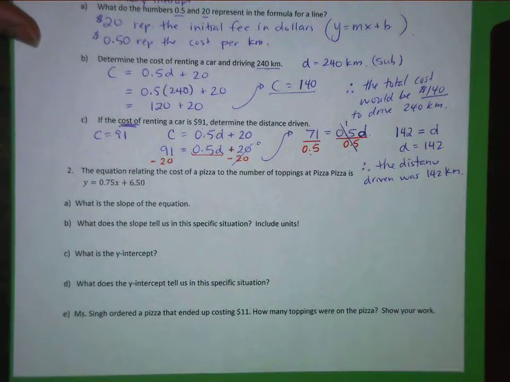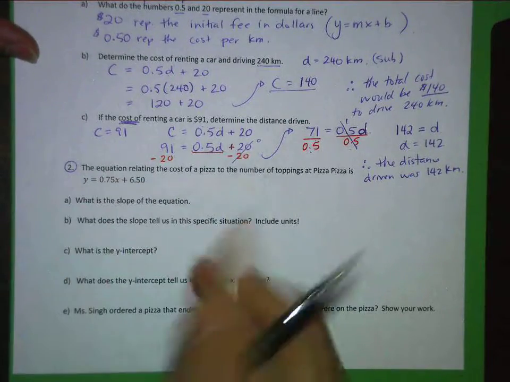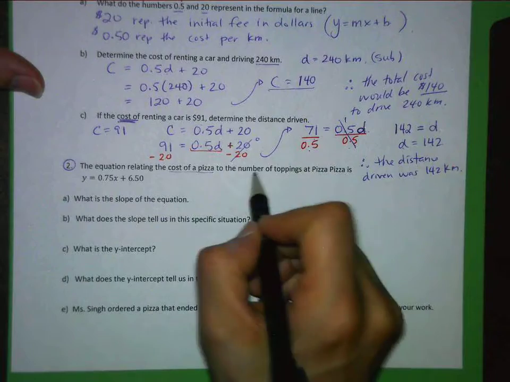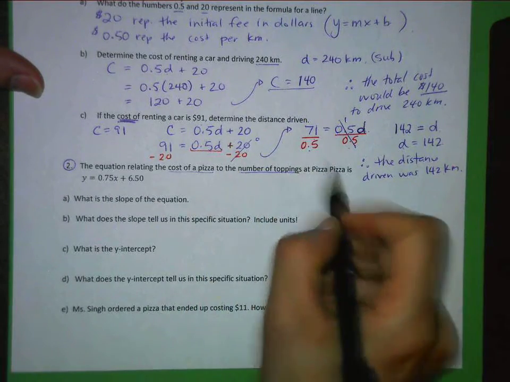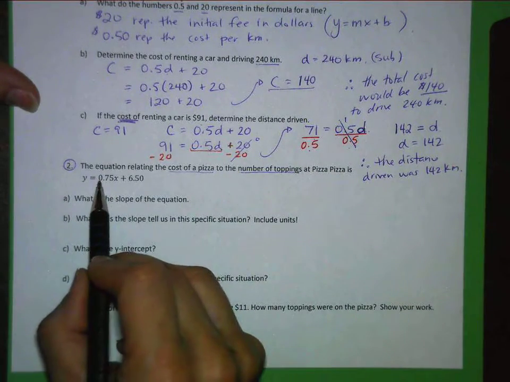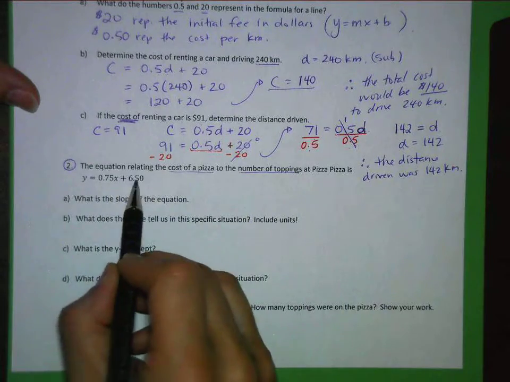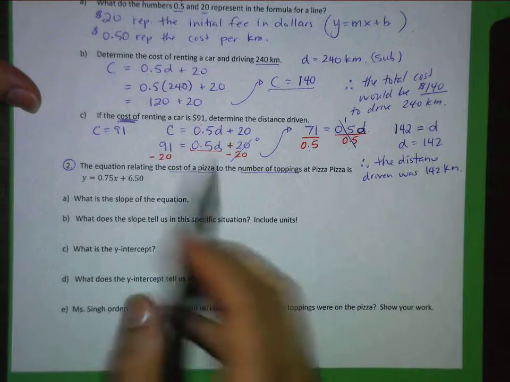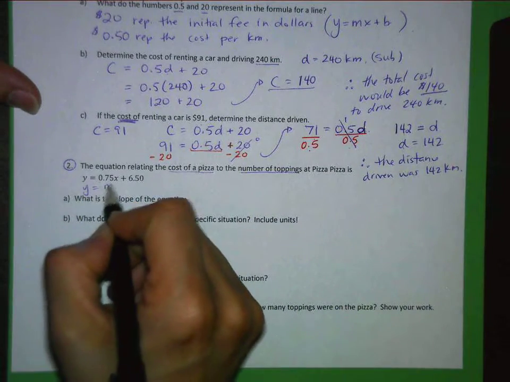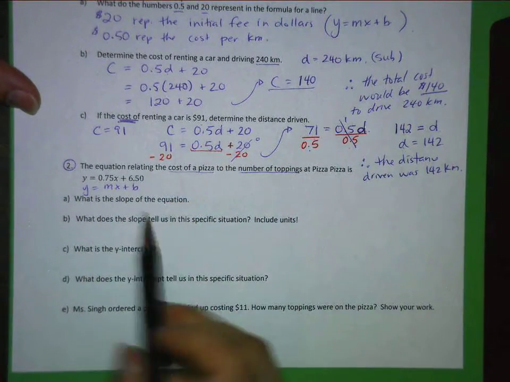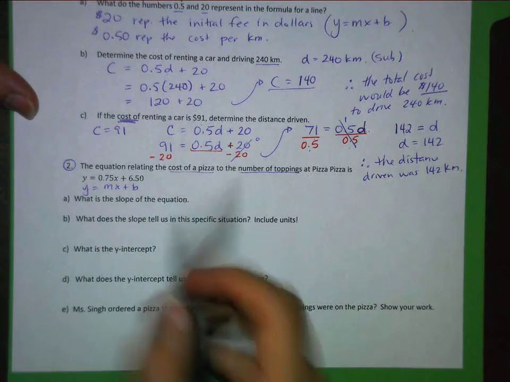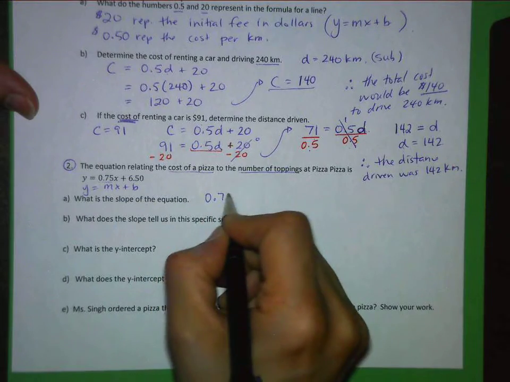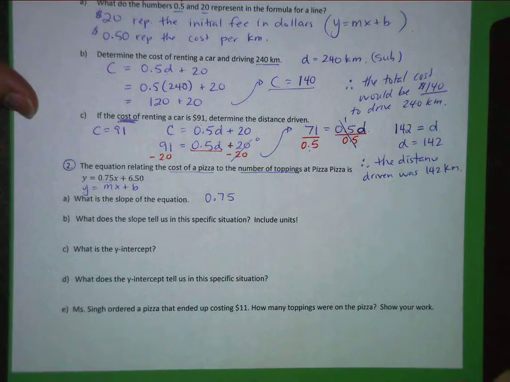Here's number 2. The equation relating the cost of a pizza to the number of toppings at Pizza Pizza is y equals 0.75x plus 6.50. Now this one is written with a y and an x, so right away we look at y equals mx plus b, if you want to put that underneath there. What is the slope of the equation? Well, the slope is whatever's in front of x. So the slope is 0.75. That's the number. What does the slope tell us?